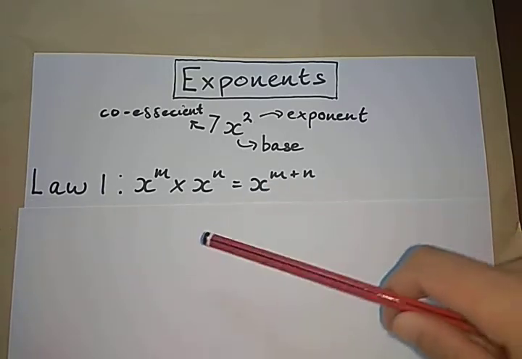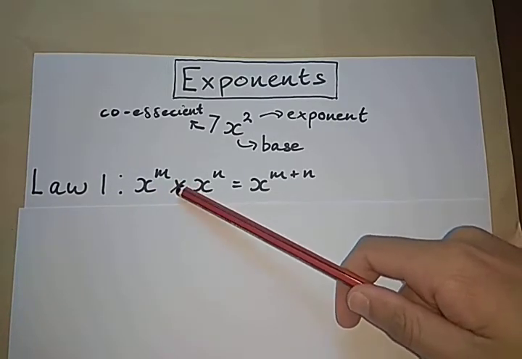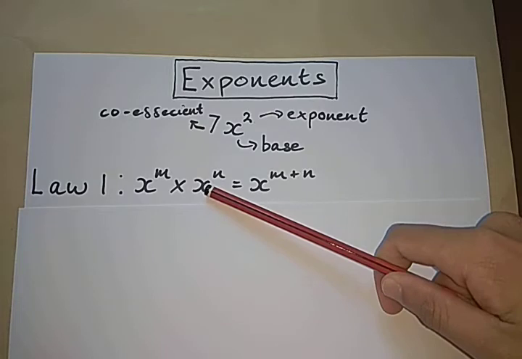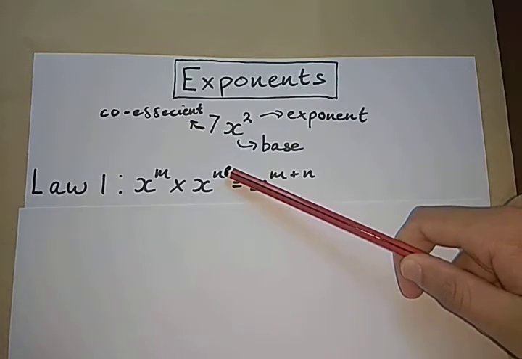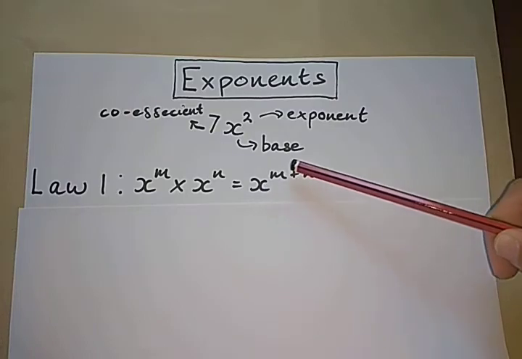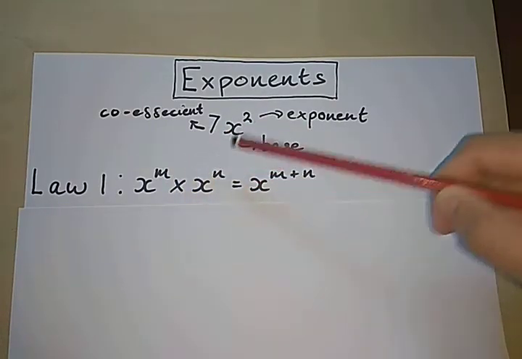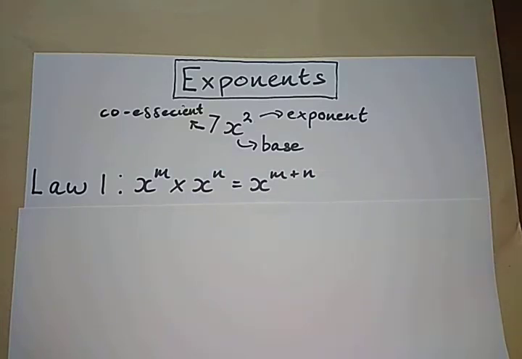The first law says that if you take a base, which is raised to a certain power, and you multiply it by the same base, which is raised to a different power, the resultant number will be that base raised to the power of the summation of these two numbers. So pretty straightforward, nothing too complicated there.